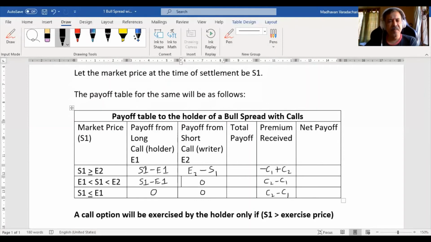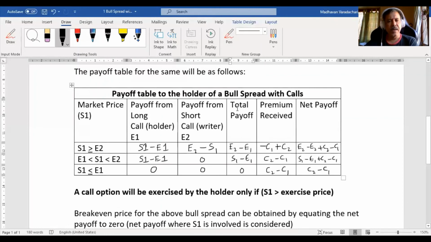So the total payoff means sum of these two, S1 minus E1 plus E2 minus S1. Here S1 and minus S1 get cancelled. Ultimately I will be having E2 minus E1. Right. Here it will be S1 minus E1 because it is added with 0 only. Here it will be 0. So net payoff will be E2 minus E1 plus C2 minus C1. Here it is S1 minus E1 plus C2 minus C1. Here it is C2 minus C1. So we are ready with the payoff table.